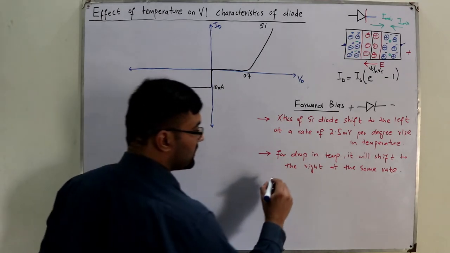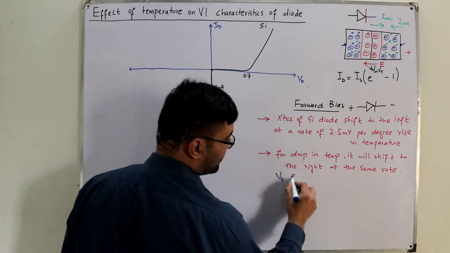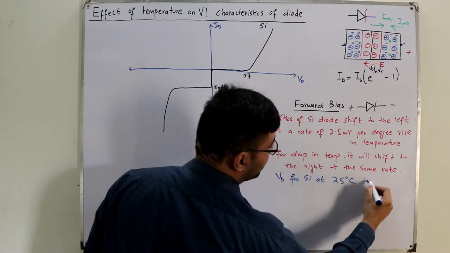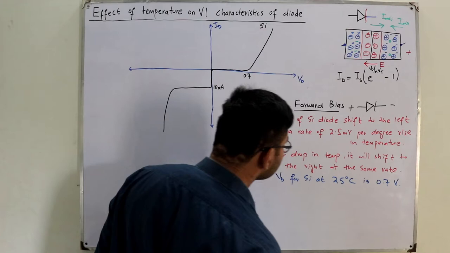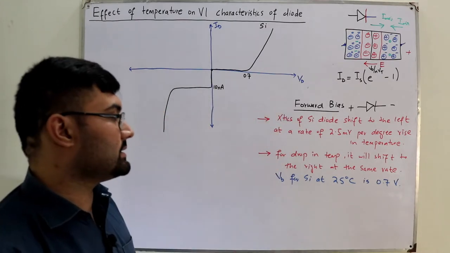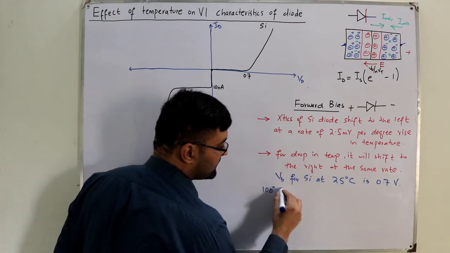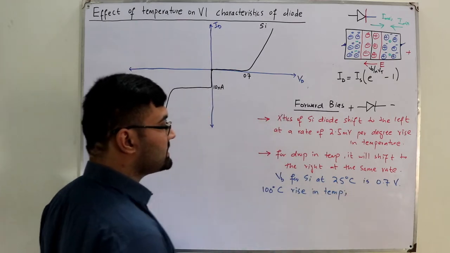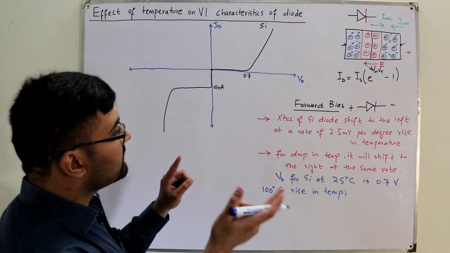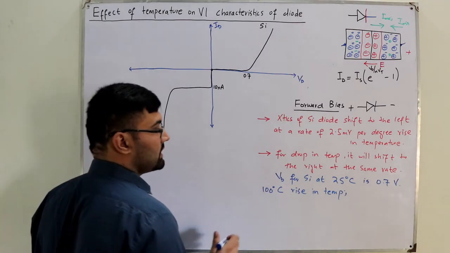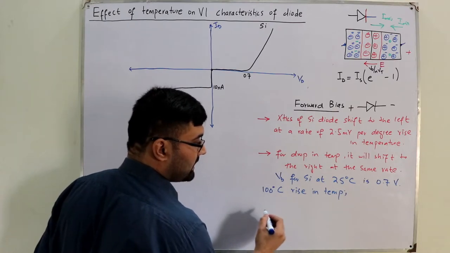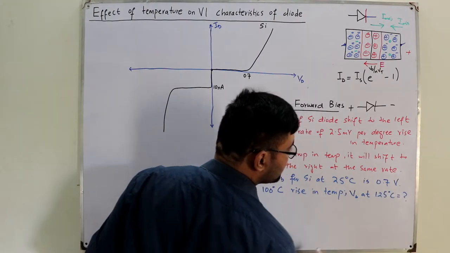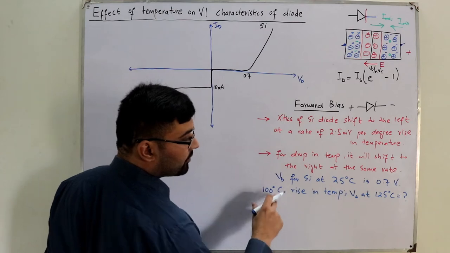Fine. So I will write that the barrier potential for silicon at 25 degrees centigrade, that is at room temperature, is 0.7 volts. Now if I have a 100 degree rise in temperature, say I have 100 degrees centigrade rise in temperature, which means my new temperature is 125 degrees. So what would be the barrier potential at that point? 125 degrees is unknown, right? So what do we do for per degree rise in temperature?